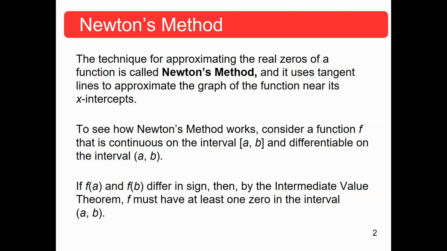This video is on Newton's method. The technique for approximating the real zeros of a function is something called Newton's method, and it's basically using the tangent lines to approximate the graph of the function near its x-intercepts.